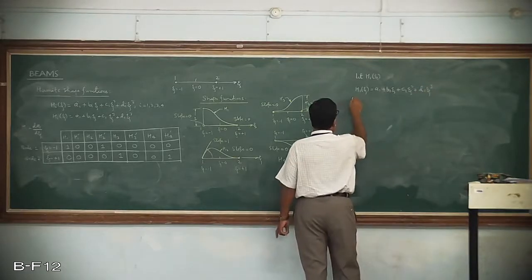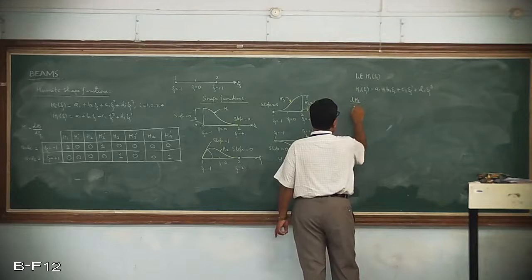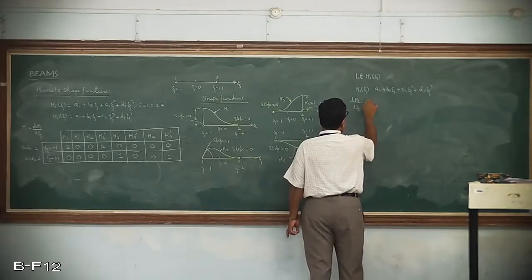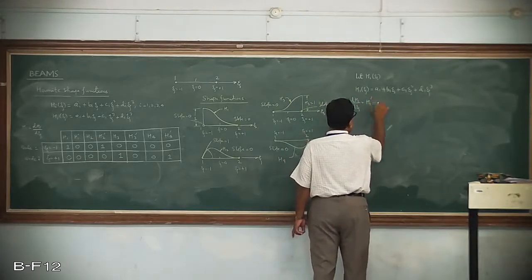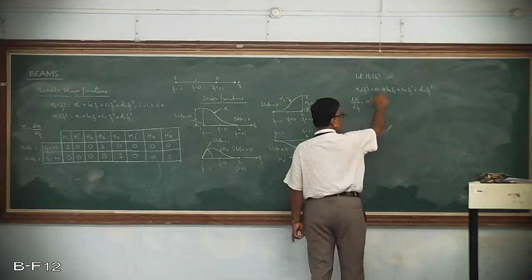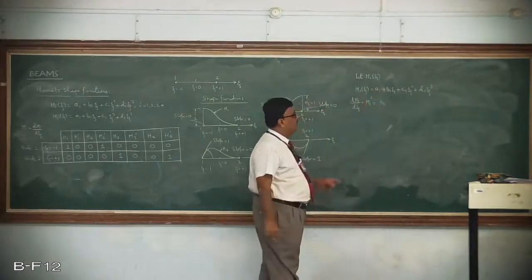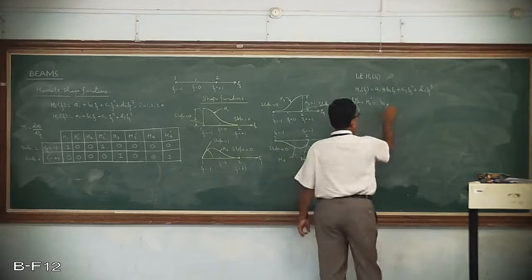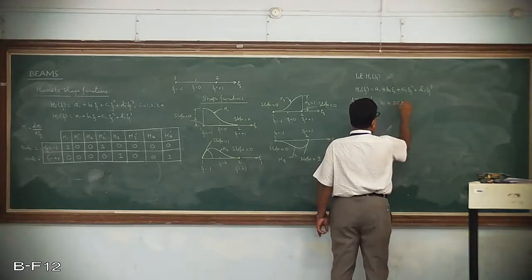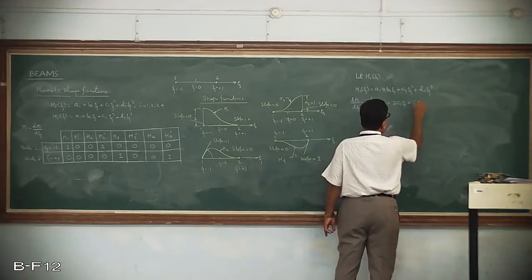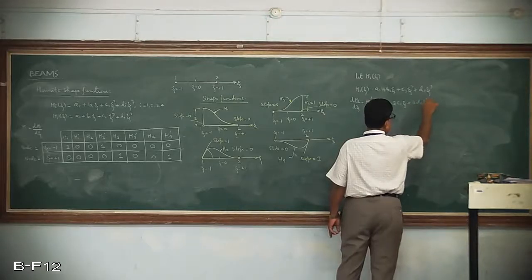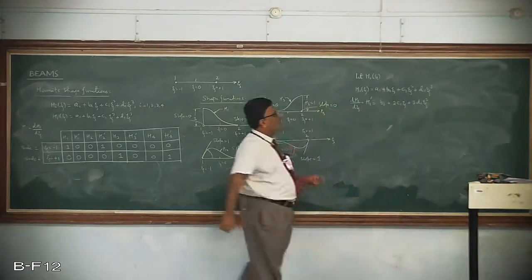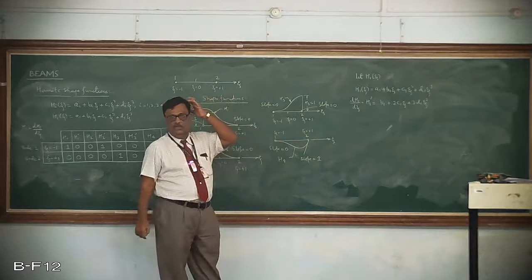Now I have already told you, this is what we want to take. This is what we call the H1 dash. This will be obviously B1, A1 being a constant, it will be 0. B1 plus 2C1 zeta plus 3D1 zeta square. See, these are the two important equations for all the 4 shape functions.